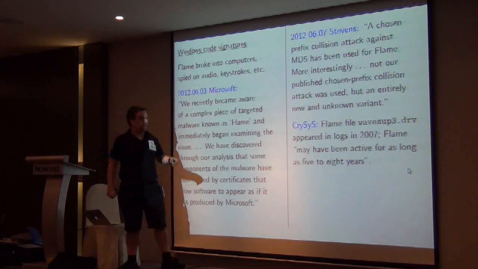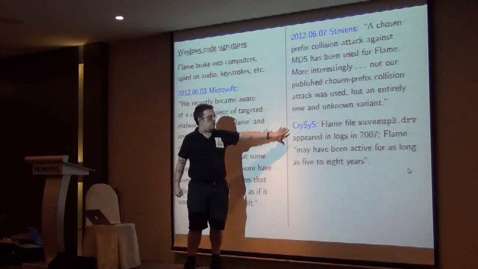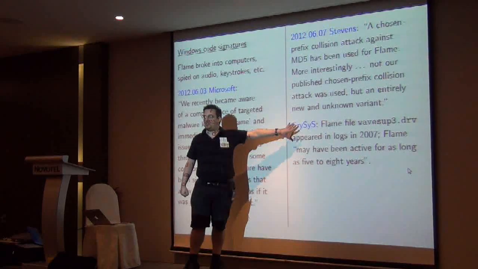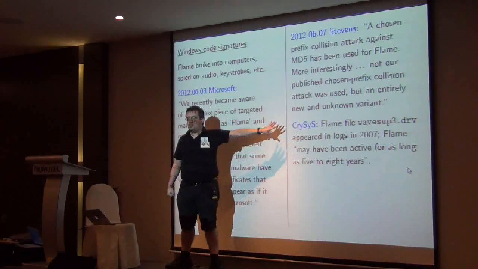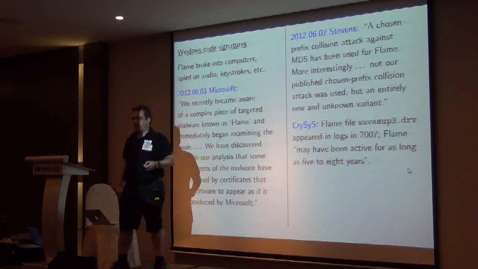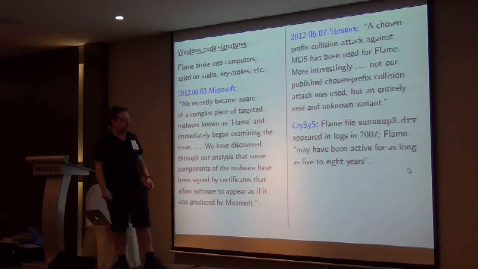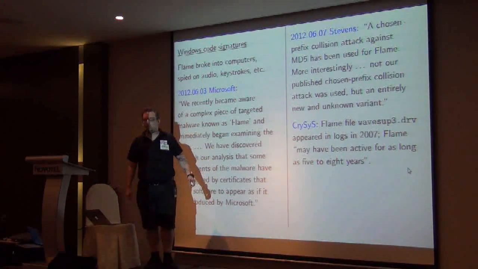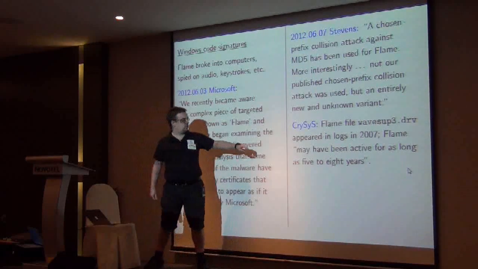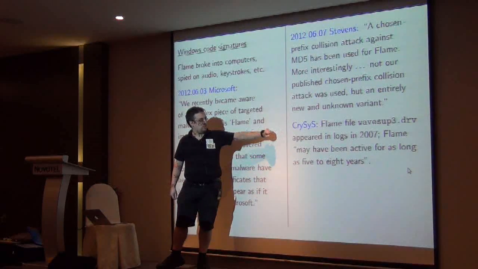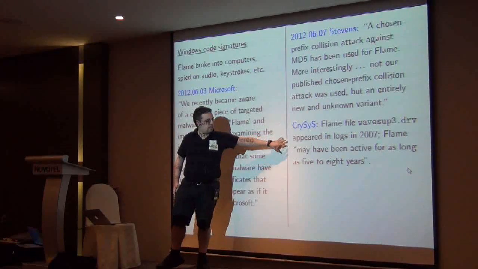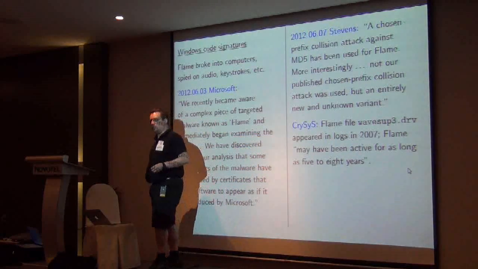Now, the conclusion from this lab was that Flame was probably already active in 2007, which was before the real damage of MD5, not just that there are collisions, but you can use them for forging certificates. That was before that was publicly known, before it was established in the public cryptographic community, and they think that Flame was perhaps active for even as long as 8 years.